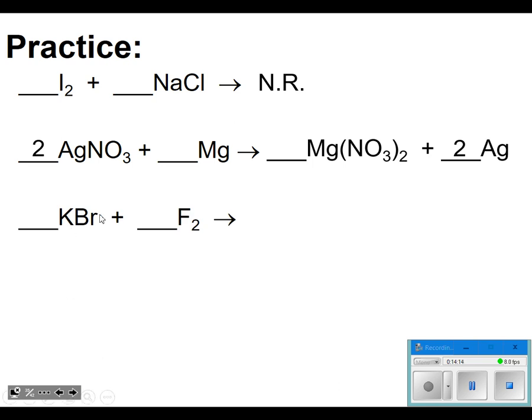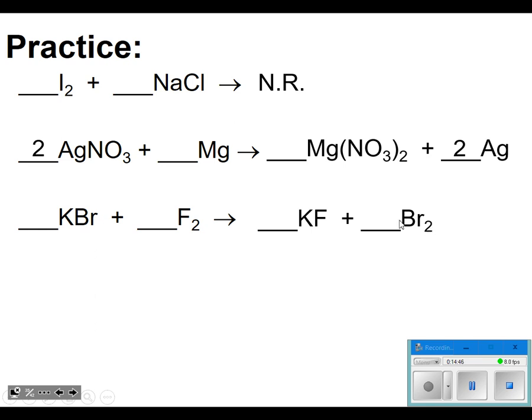Then K, Br, and F2. So is F higher in the halogens than Br? Yes, it is. So it will bump Br out. When I write my formula, K is a positive 1 from my formula chart because it's a cation because it loses electrons. And fluorine is a negative 1 because it gains electrons and becomes an anion. All right. Bromine is an H-O-N-C-l-B-r-I-F, so it has to be Br2.